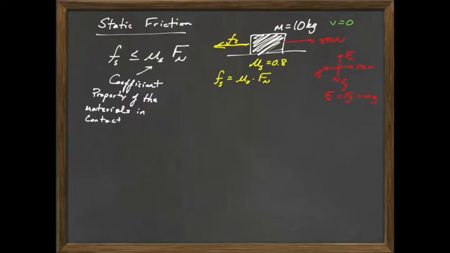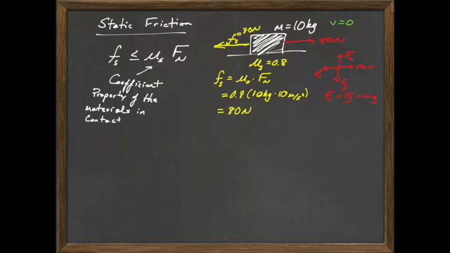So that means our static friction is equal to the coefficient, which is 0.8, times the normal force, which is mass times gravity. Again, it's 9.8, but I'm just going to round it up to 10 here. So it's 100 times 0.8, which would mean static friction is 80 newtons.